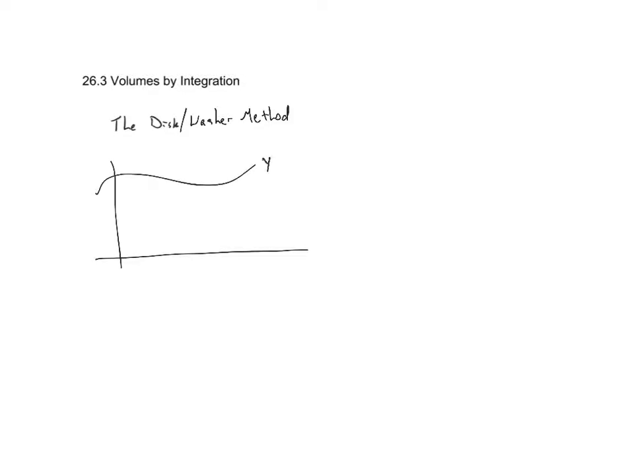And what we're going to look at first is called the disk or washer method. Okay, and it's pretty cool how it works. So let me draw myself some axes here and a little function, and we'll say y equals f of x.